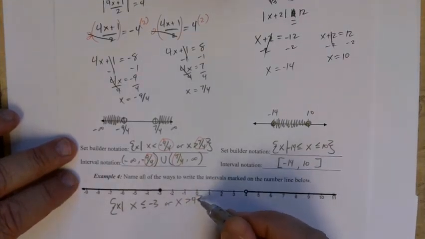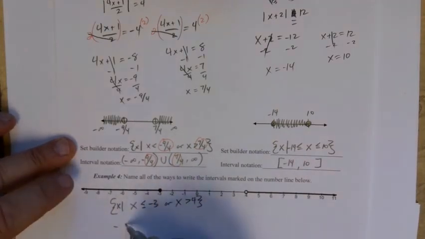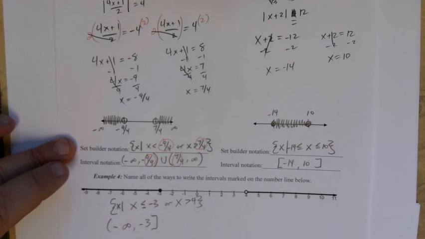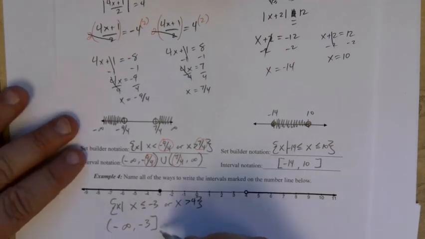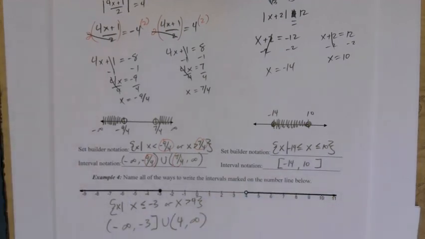In interval notation, I have start and stop. So this starts all the way down at negative infinity, and it goes to negative 3, which has a bracket on it because it is a solid dot. Union, this has an open circle, so it's parentheses, 4 all the way up to infinity. And there's the 3 ways I can represent that particular statement. Okay, I guess I could relate them verbally, that this is all numbers less than or equal to negative 3, or all numbers bigger than 4.